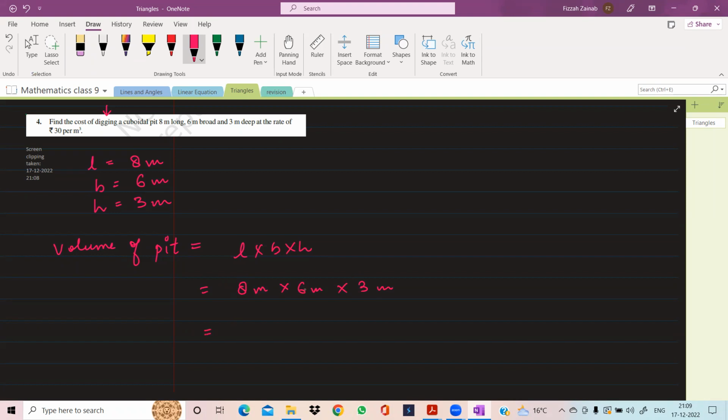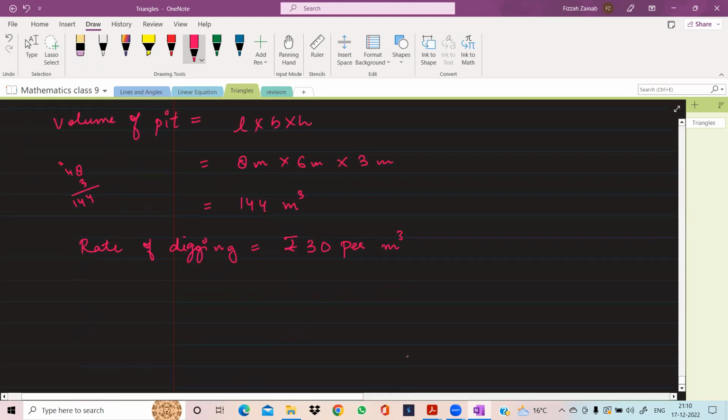All right. So 6 into 8 is 48 and into 3. So 3 into 8 is 24. 3 into 4, 12 and 2, 144 I'm getting meter cube. Okay. Now rate of digging is as given in the question. Rate of digging is equal to rupees 30 per meter cube. It's written, right?